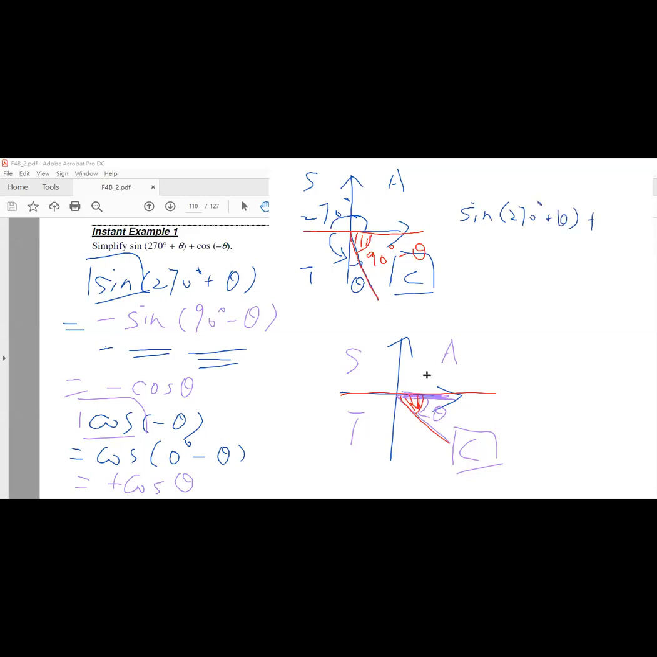Therefore, sine 270 degrees plus theta plus cosine negative theta is equal to negative cosine theta plus cosine theta. Okay? But negative cosine theta plus cosine theta will be completely cancelled by each other. So it is equal to 0. Okay? That is like this.